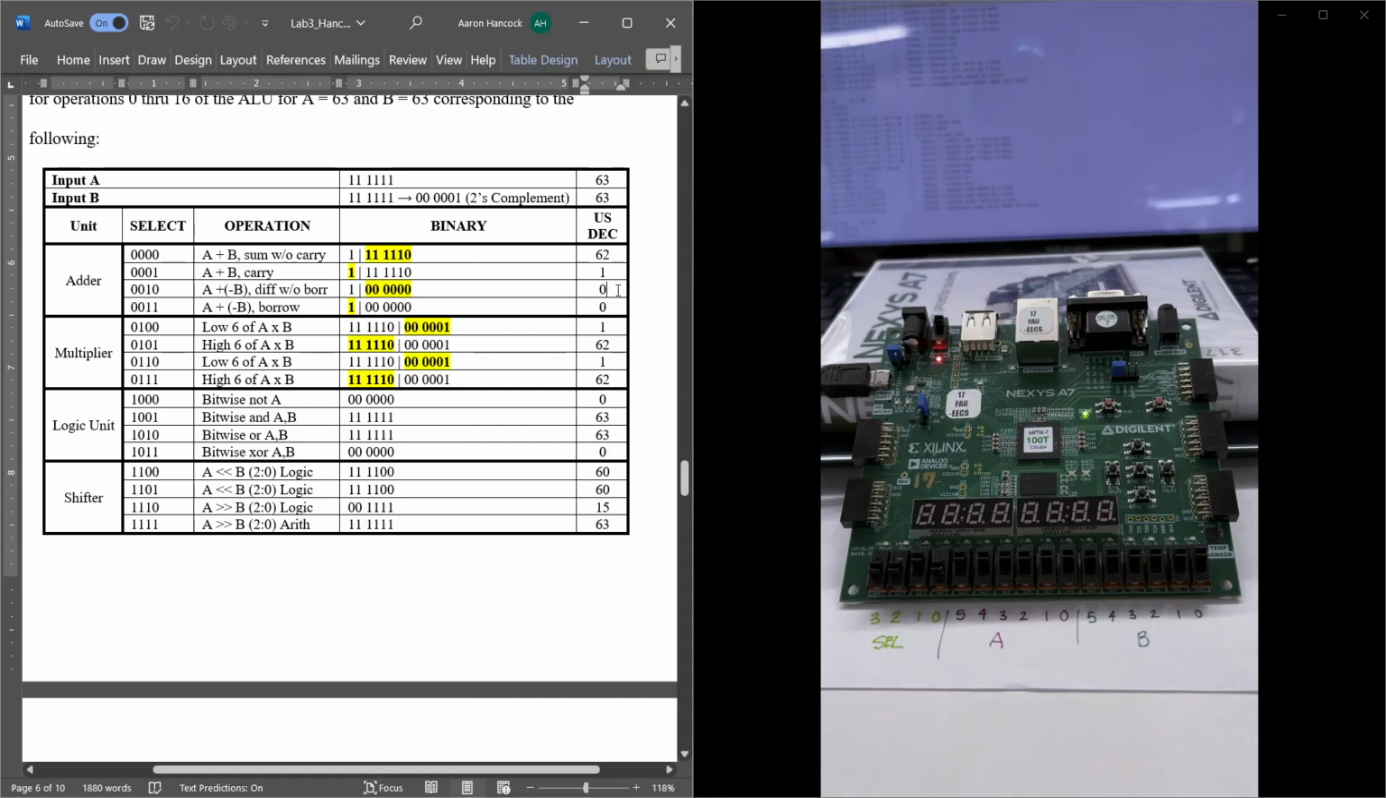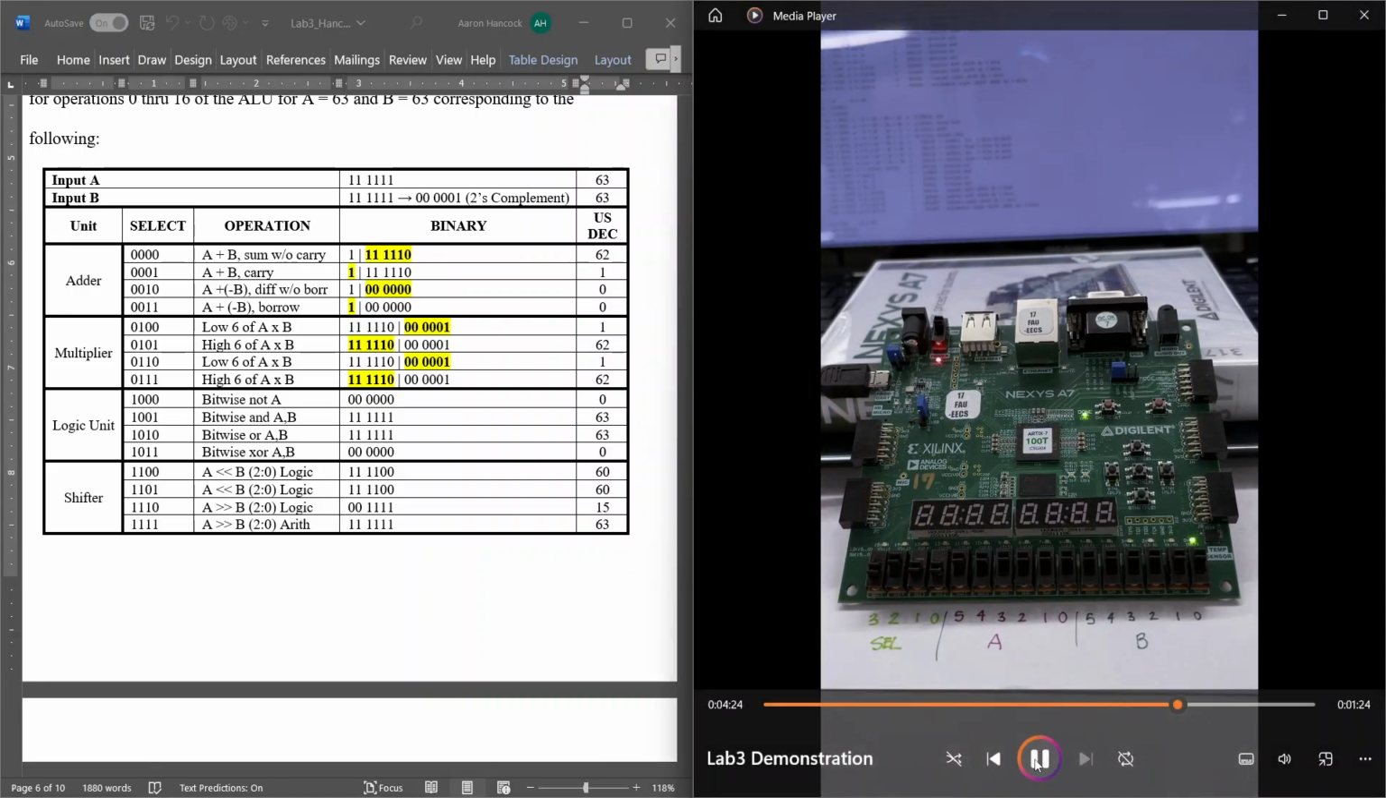For input 2, we have the difference of A and B, since they're the same, it's 0. For input 3, we have a carry of 1, which is just the borrow of A and B. Again, we're using the 2's complement method, so we end up with a carry of 1 after the addition.